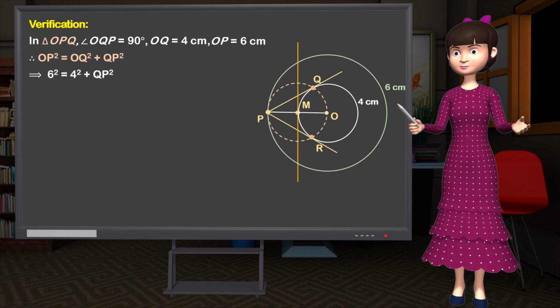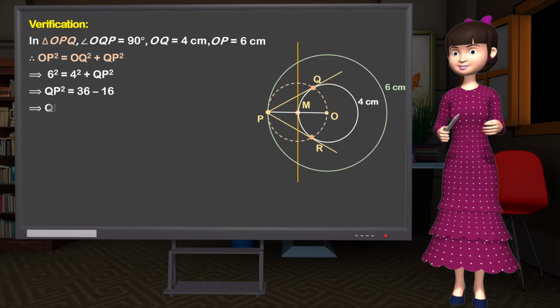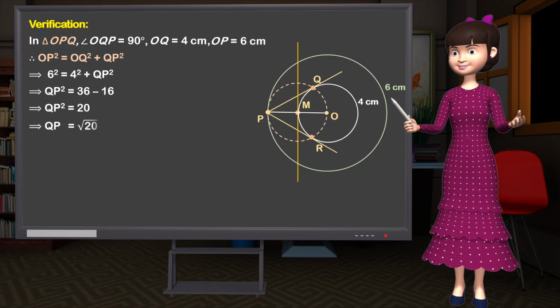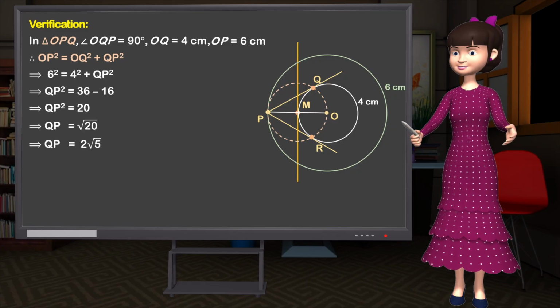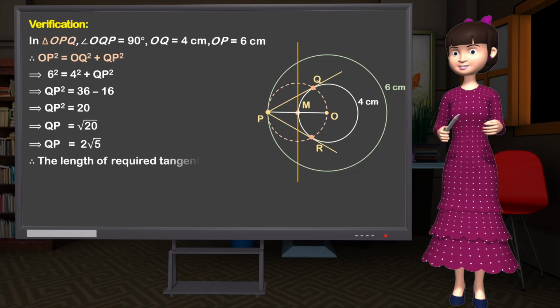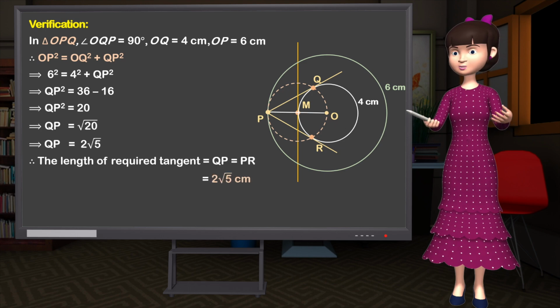plus QP square. Solving this, we get QP square is equal to 36 minus 16, which implies QP square is equal to 20, which implies QP is equal to square root of 20, which implies QP is equal to 2 root 5. Therefore, the length of the required tangent is QP is equal to PR is equal to 2 root 5 centimeters.